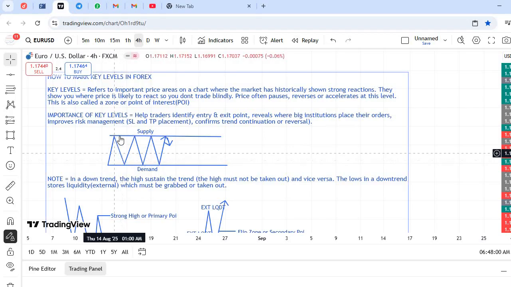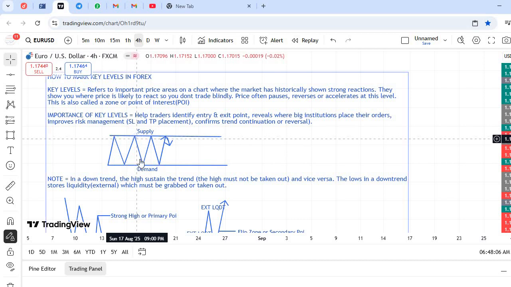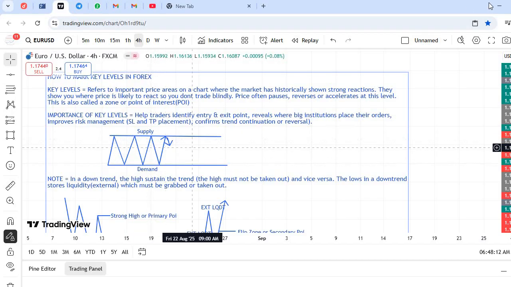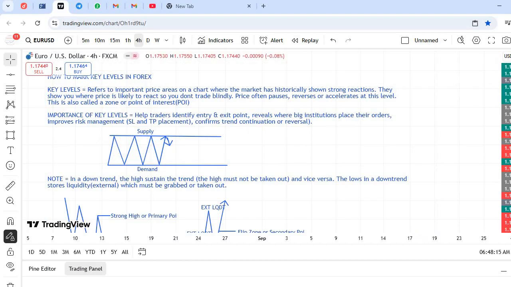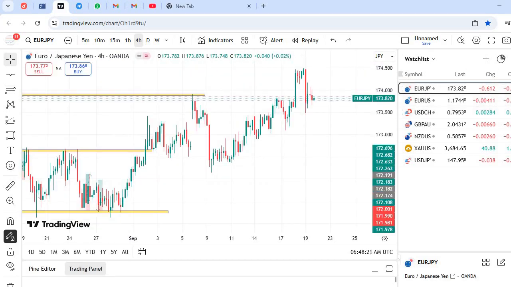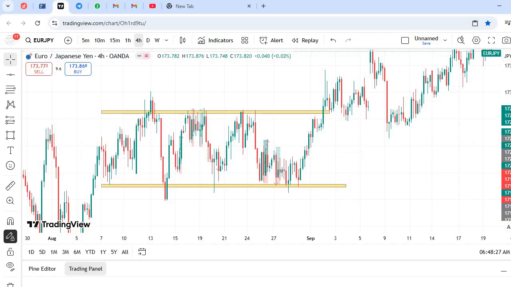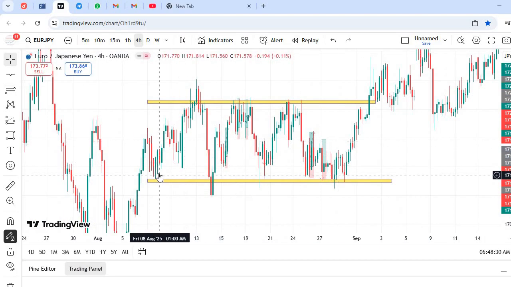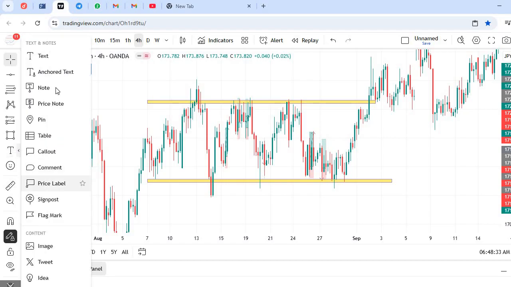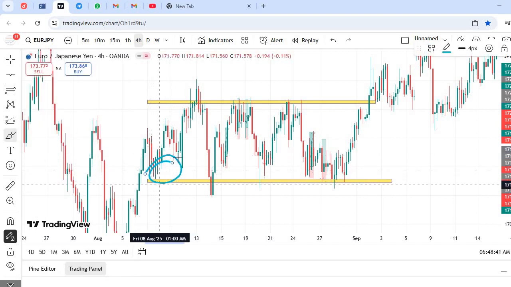continuation, or reversal. For instance, if you look at this example we have here, price mitigated this level, but it didn't break out. It mitigated and bounced back, mitigated and bounced back. But if you look at the example from this chart here, you will see price mitigated this level and bounced back.